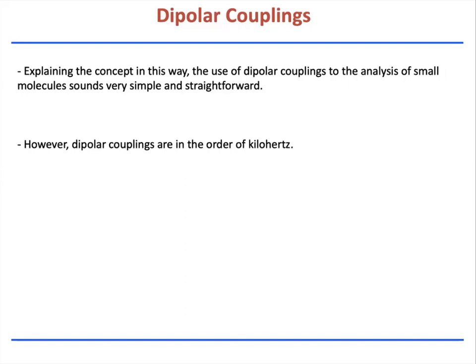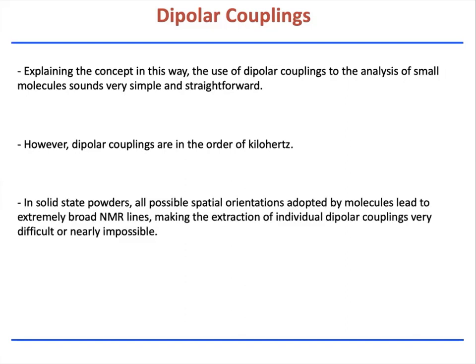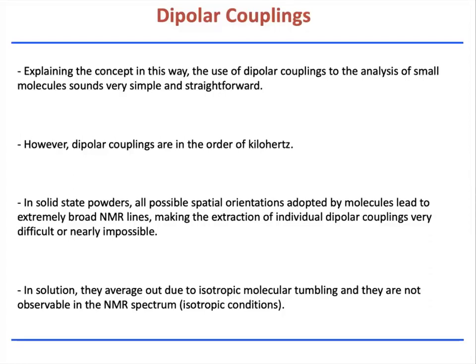are in the order of kilohertz. In solid state powders, all possible spatial orientations adopted by molecules lead to extremely broad NMR lines, making the extraction of individual dipolar couplings very difficult or nearly impossible. On the other side, when we go into solution, they average out due to isotropic molecular tumbling, and they are not observable in the NMR spectrum. They're invisible.